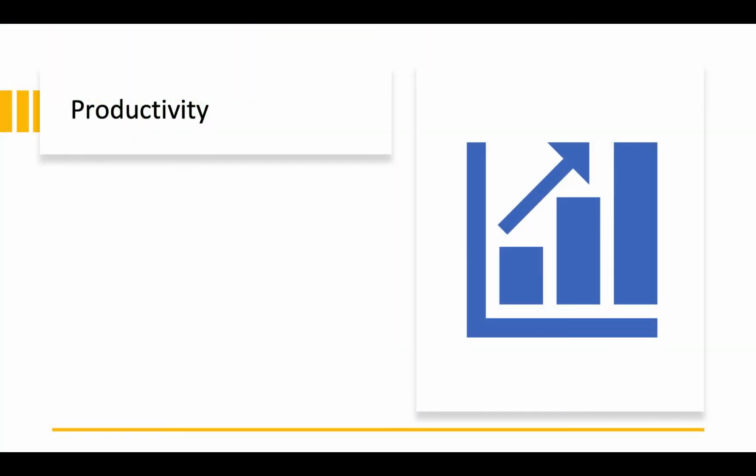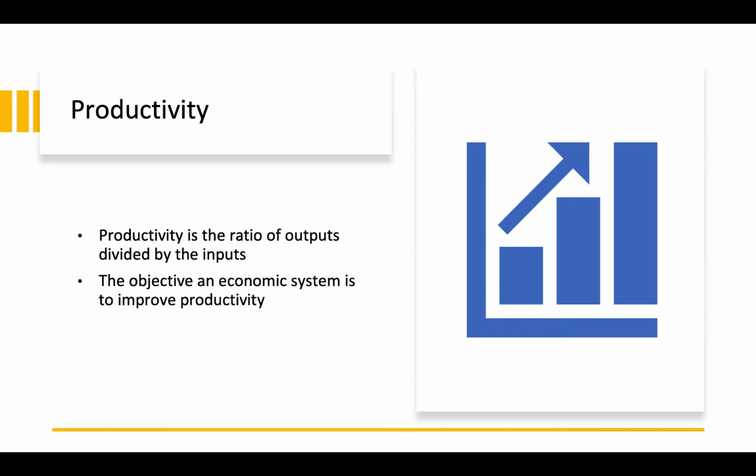Many companies try to maintain and increase productivity to remain competitive. Productivity is simply defined as the ratio of output divided by the input. This ratio is important and shows how successful a company is in transforming its resources into valuable output, in this case goods and services. The objective of any economic system is showing how powerful the transformation is. In other words, improving productivity.